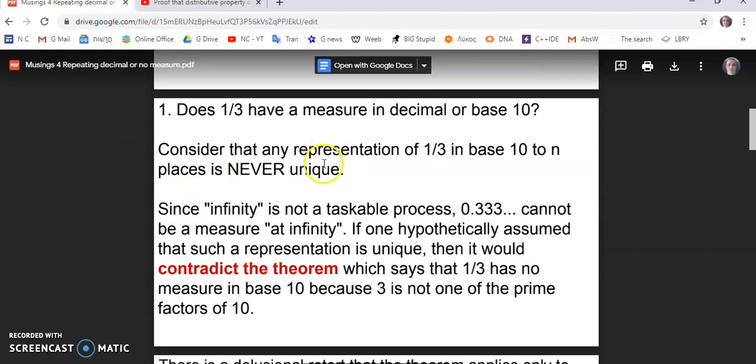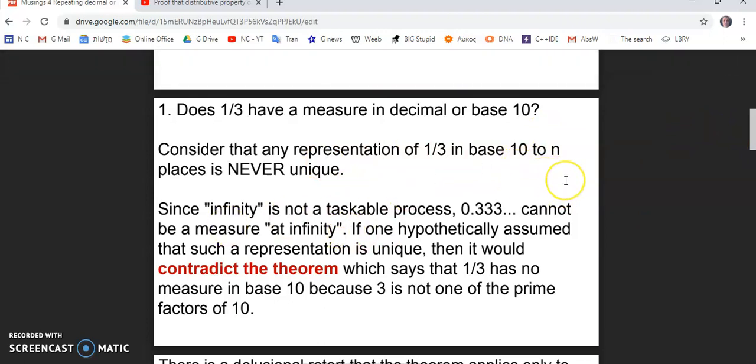Well, consider that any representation of a third in base 10 to any n places is never unique. Okay, so since infinity is not a taskable process or one that can be completed, 0.333 dot dot dot cannot be a measure at infinity. So if you can't go to infinity, you don't have a unique representation.